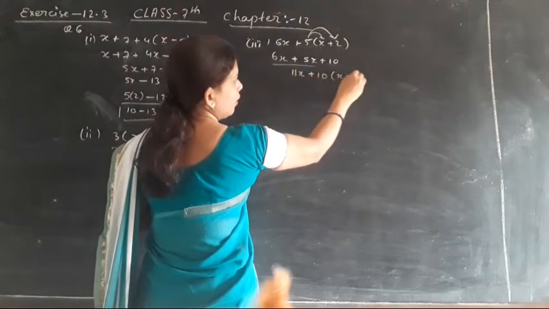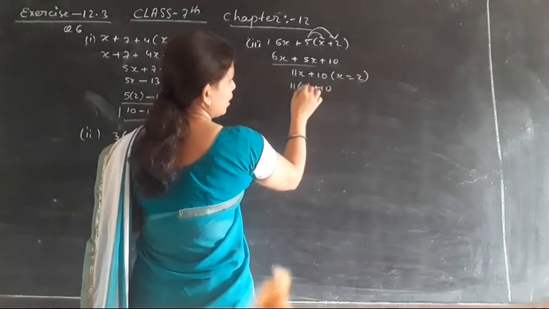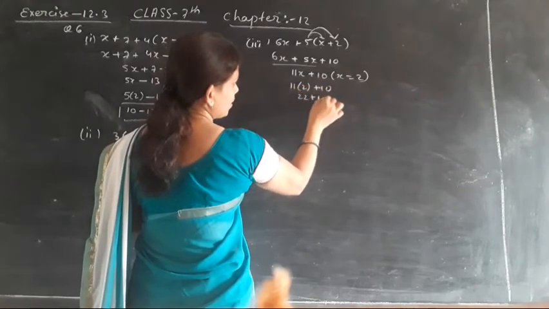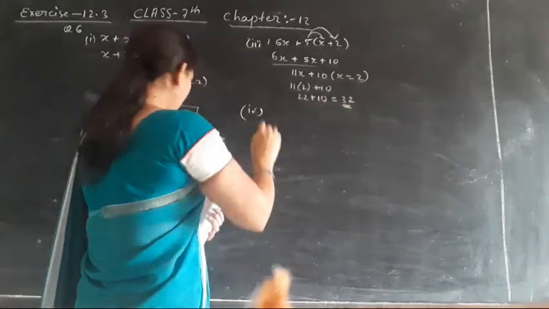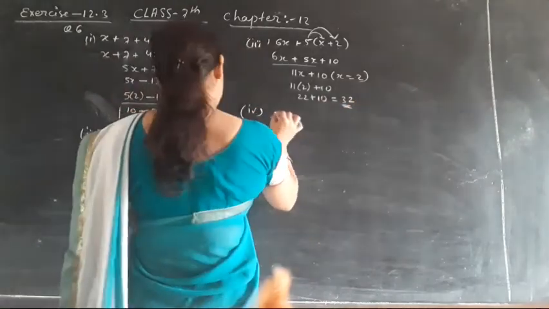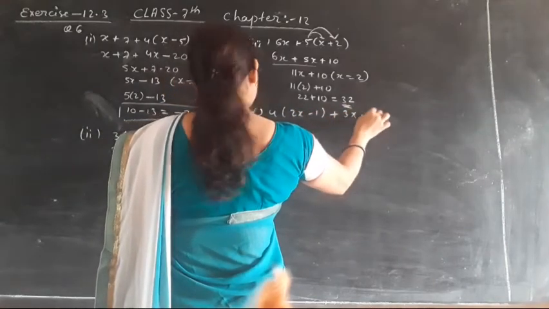Now x की value क्या put करना है? 2. So 11 into 2 plus 10. So 11 into 2 will be 22, plus 10 will be equal to 32. Clear to everyone? Then the fourth part of this question is 4 into 2x minus 1 plus 3x plus 11.